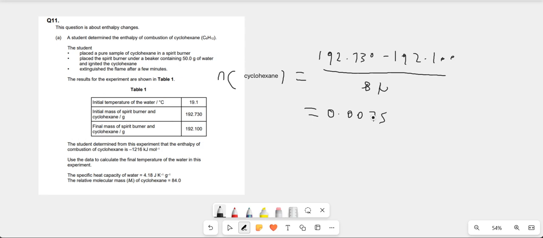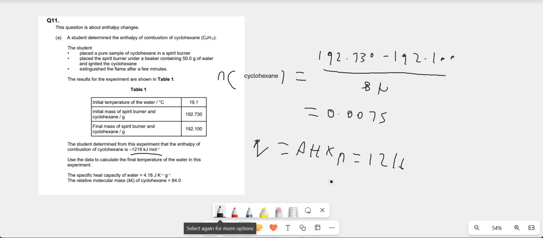Alright. Now I need to find Q. It gives me the enthalpy change, which is that. So Q is just gonna be the enthalpy change, delta H, times the moles. So it will be 1216 times 0. Oh, but I need to turn this into joules, because Q needs to be in joules for Q equals mc delta T.